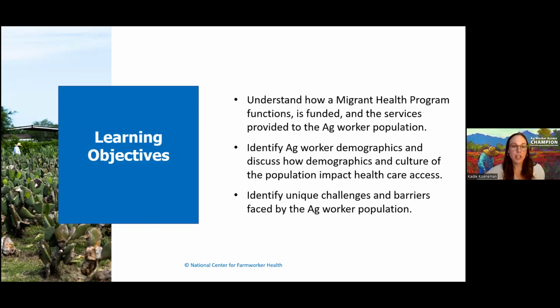Our second learning objective, identify ag worker demographics and discuss how demographics and culture of the population impact healthcare access. And identify unique challenges and barriers faced by the ag worker population.